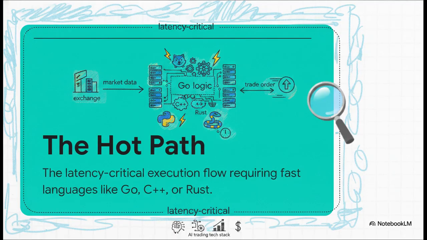In trading systems, you're going to hear a lot about the hot path. Essentially, this is the absolute latency-critical execution flow. It's the exact path that market data takes from the exchange, through your logic, and back out as a live trade order. Because speed is everything here, you need a dedicated market data feed handler written in an incredibly fast, low-level language. We're talking Go, C++, or Rust. Now look, you might absolutely love Python, and trust me, we're definitely going to use it later, but Python is simply too slow for raw feed parsing at this kind of scale.